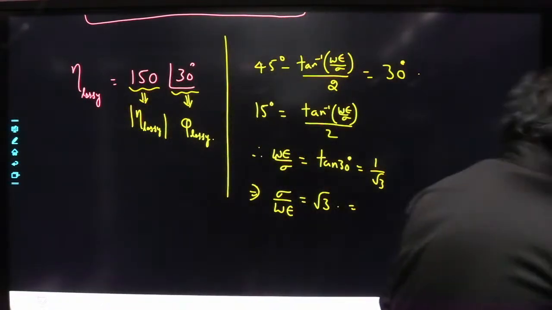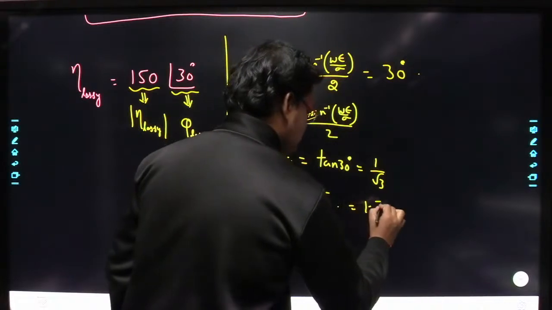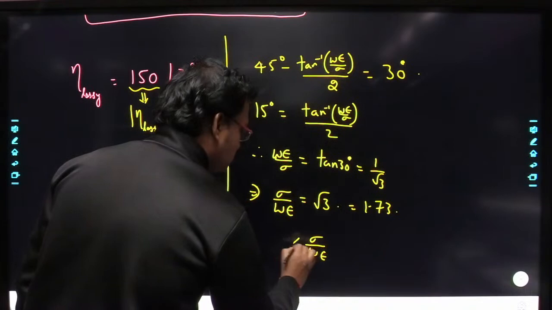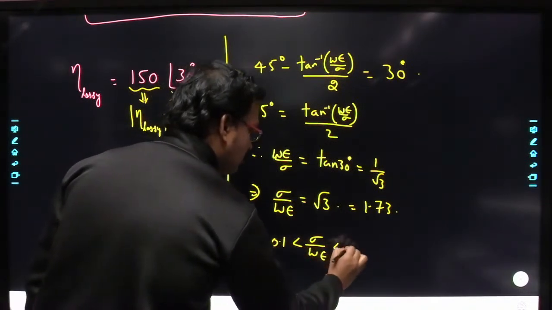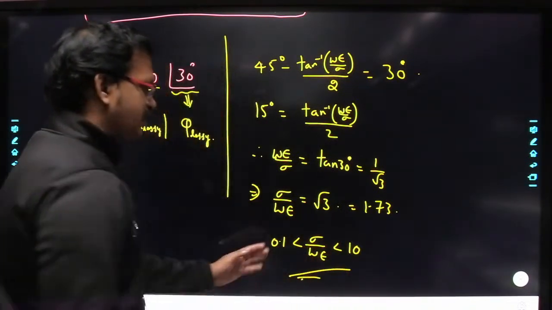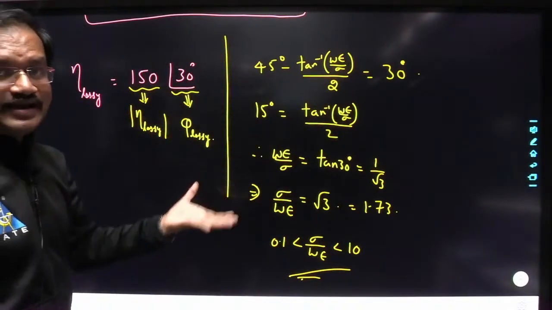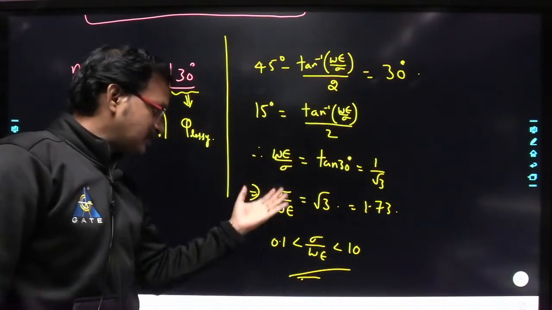So this value is 1.73 here. Which means sigma by omega epsilon ratio is lying between 0.1 and 10. Yes or no? It is lying between 0.1 and 10. So that's why this medium is called lossy dielectric medium.